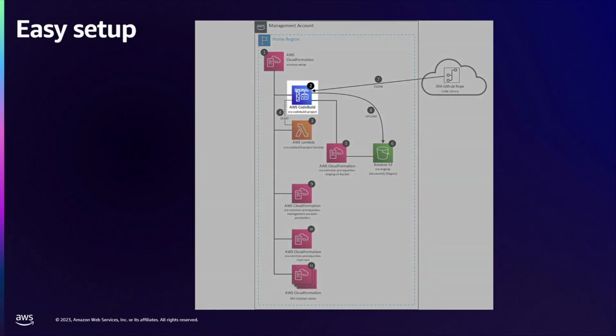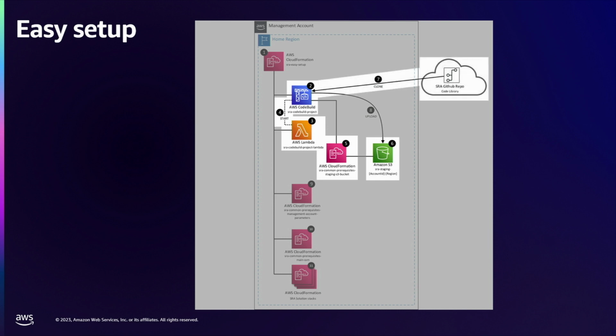The first resource that it creates is a CodeBuild project. This does all of the heavy lifting. It also comes with a Lambda that starts that CodeBuild project. That Lambda then kicks off another CloudFormation template, which in turn builds an Amazon S3 bucket, a staging bucket. After that, it downloads our code library in its entirety and then uploads it to the S3 bucket we just provisioned. Next, we're going to deploy what's called the common solution through a couple of templates, and then finally, the other AWS SRA solutions that we want to deploy in the environment happen.